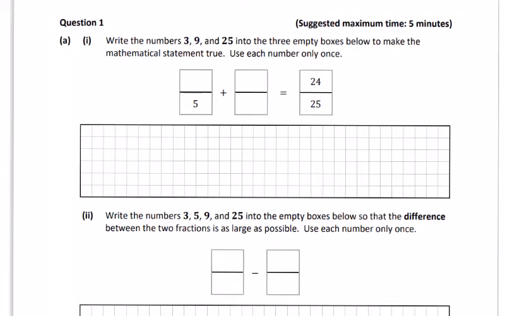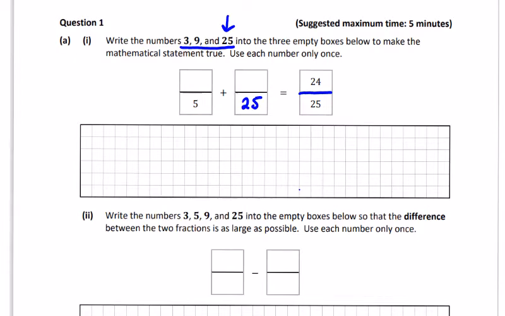This is part one of the junior cert sample paper, which you guys had for Christmas. You're dealing with a fraction in part one of question one. Write the numbers 3, 9, and 25 into the three empty boxes to make the mathematical statement true. So it has to be over 25. 24 over 25 is less than 1. So this 25 can't go on top, it would have to go on the bottom. So that's the only option available there.